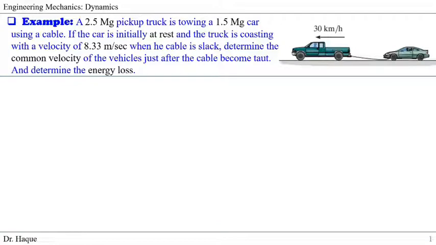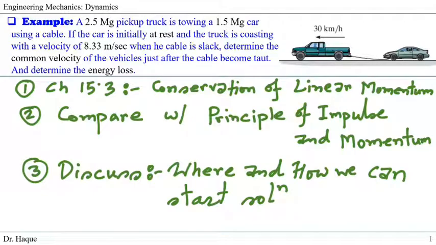Hello friends, today we are going to solve another engineering dynamics problem of chapter 15, kinetics of particle, impulse and momentum. So our target section for today is 15.3, which is conservation of linear momentum for a system of particles. You should have watched the theory video that we have already posted. Here we're going to solve a problem for section 15.3, conservation of linear momentum.